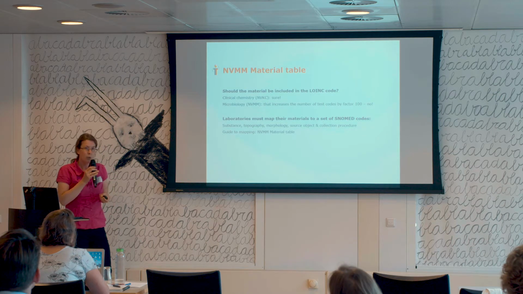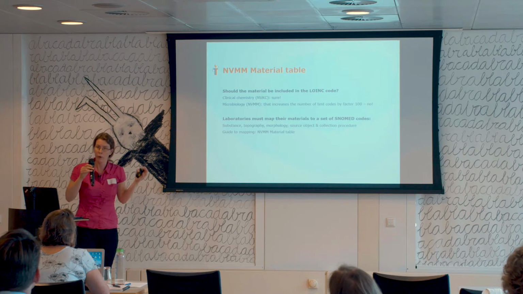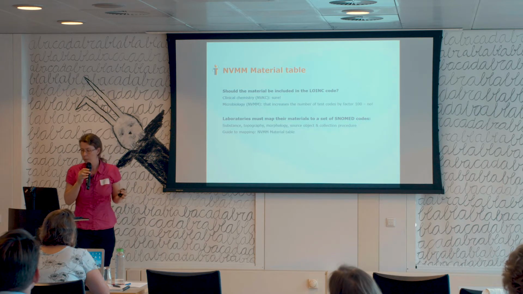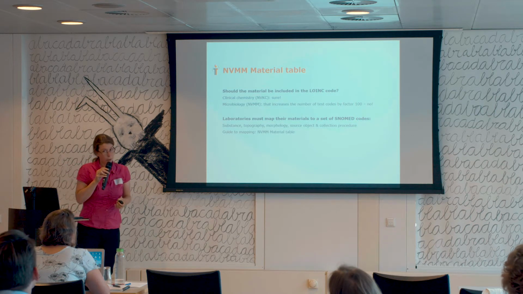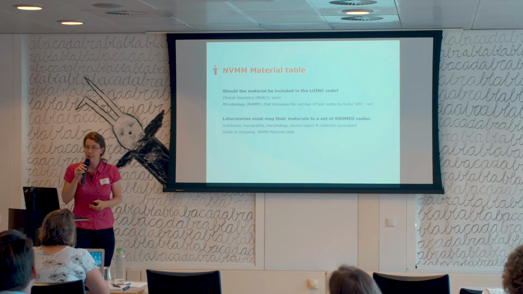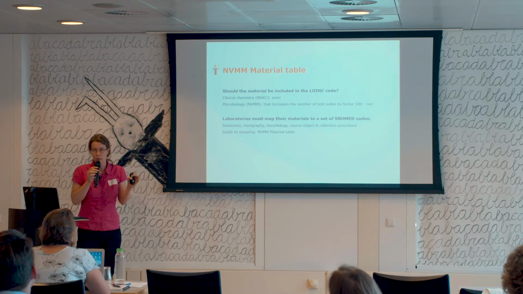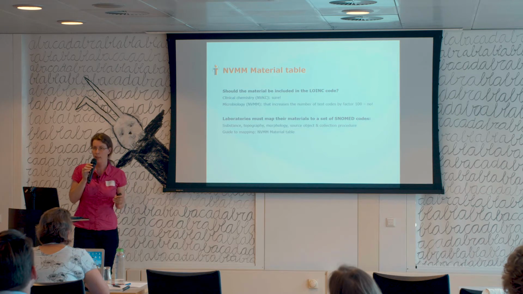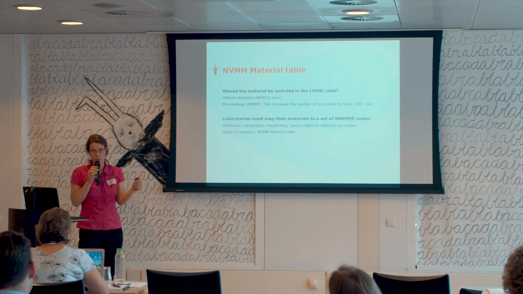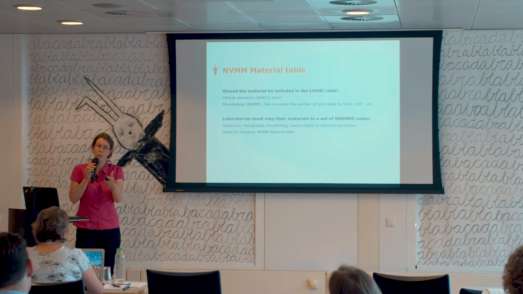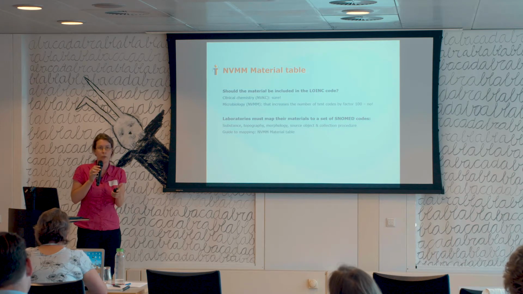If you would just include all that information in the LOINC code, you would multiply the number of LOINC codes you were using by about 100 probably. We decided not to go there and instead create a separate table so we could combine that with the test. So you have one code for the test and you have another code for the material you've done it in. And that combination tells you exactly what you did.